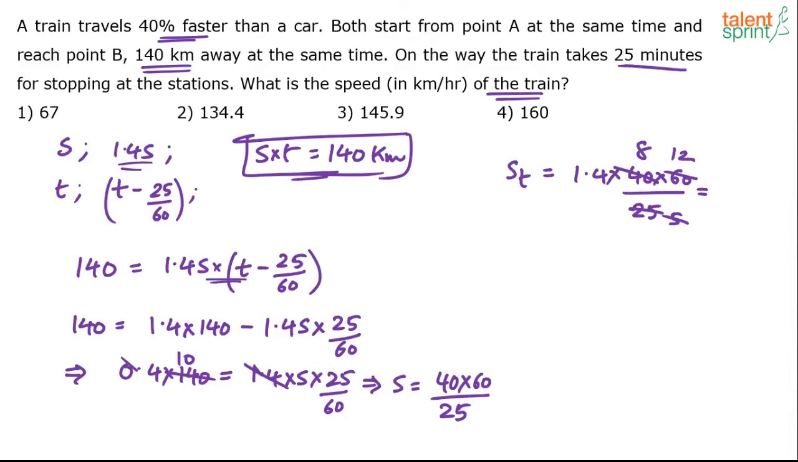96 into 1.4 will be 134.4, right? 96 plus 38.4. 96 plus 38.4, 134.4. Correct. It's just playing with numbers.